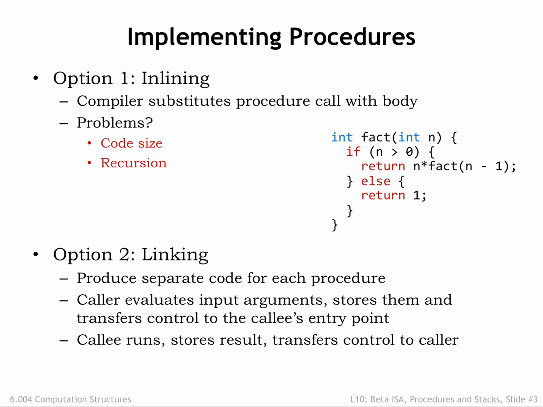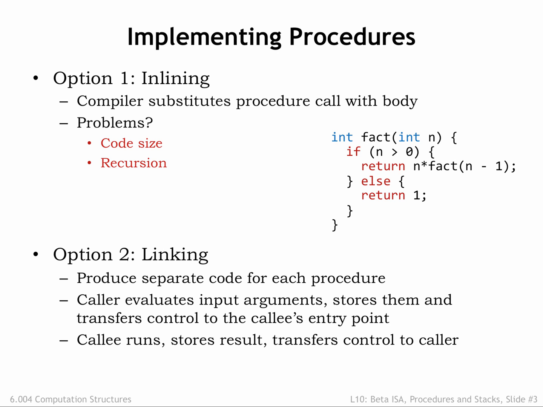The procedure call is compiled into a set of instructions that evaluate the argument expressions and save the values in an agreed-upon location. Then we'll use a branch instruction to transfer control to the entry point of the procedure. Recall that the branch instruction not only changes the program counter, but saves the address of the instruction following the branch in a specified register.